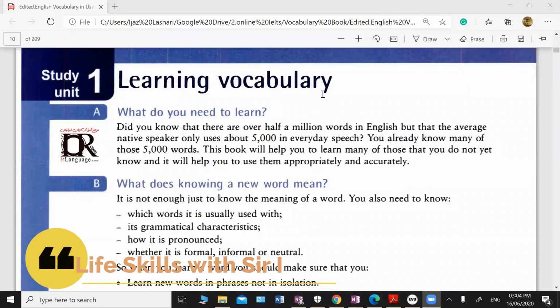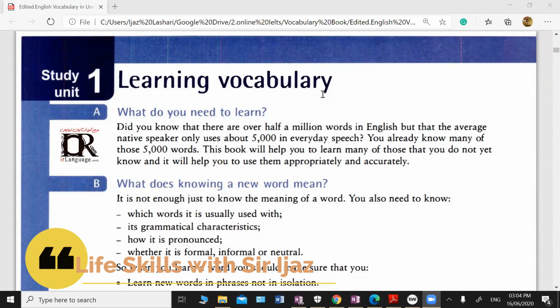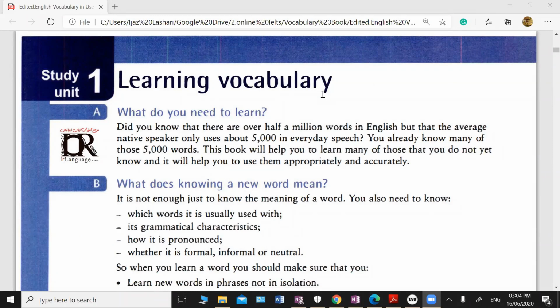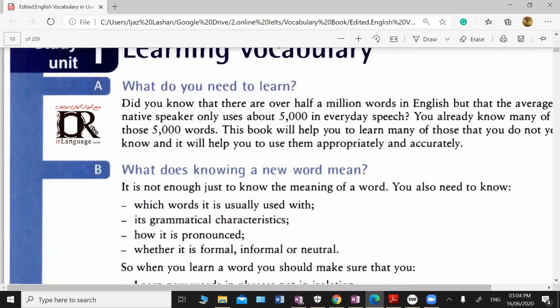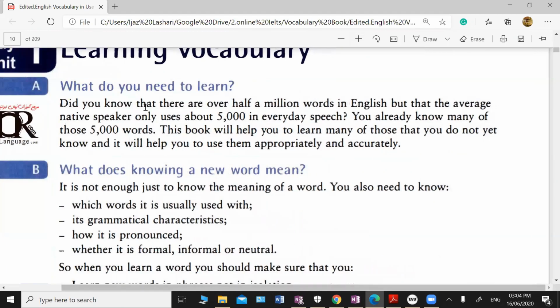This is our first session of our vocabulary, and this is unit 1. This is something very basic, learning vocabulary. I mean, how we can improve our vocab and how can we learn different words. If you look at the first part, question A, it says, what do you need to learn? So I will be just going through this part first.